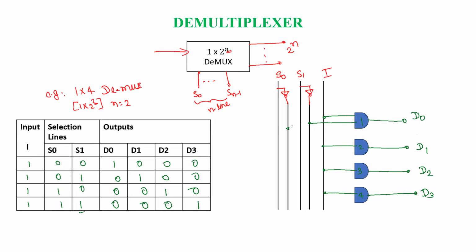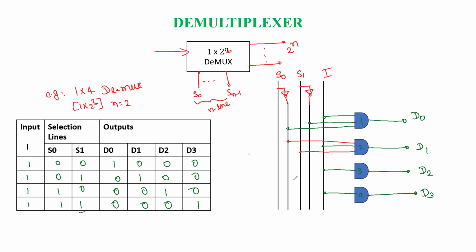Since the selection line is 0 0, the inverted output is 1. Next, the selection line combination we have is 0 1. As S0 is 0, its inverted output will be connected to AND gate 2, and S1 is already 1, so its non-inverted output will be connected to AND gate 2. So these are the combinational circuits.